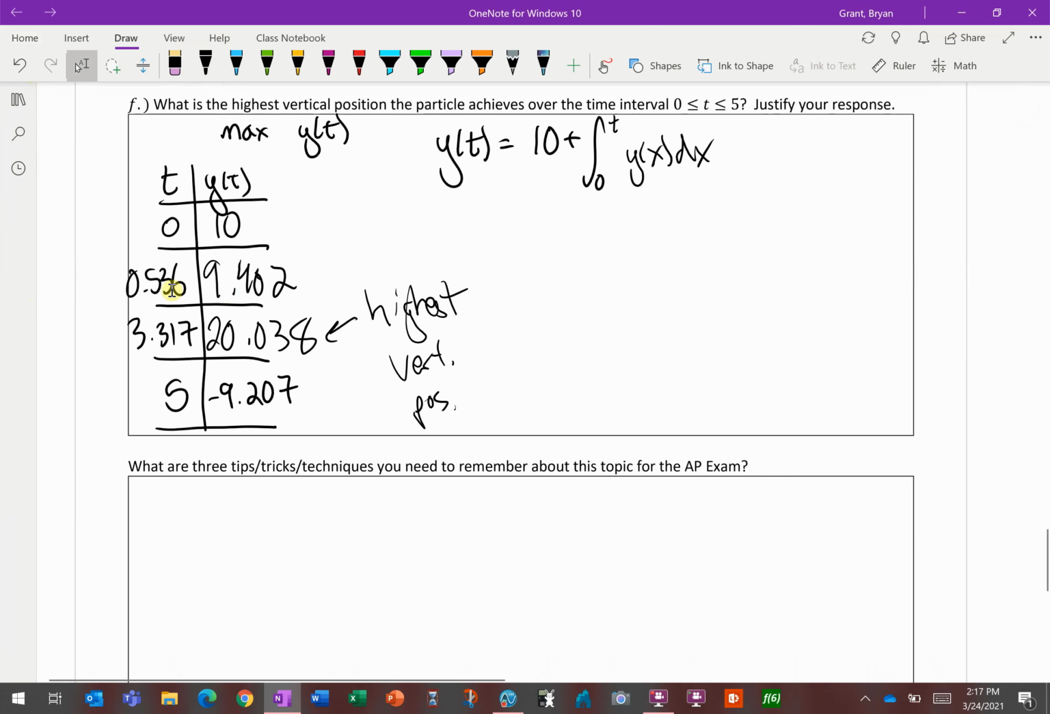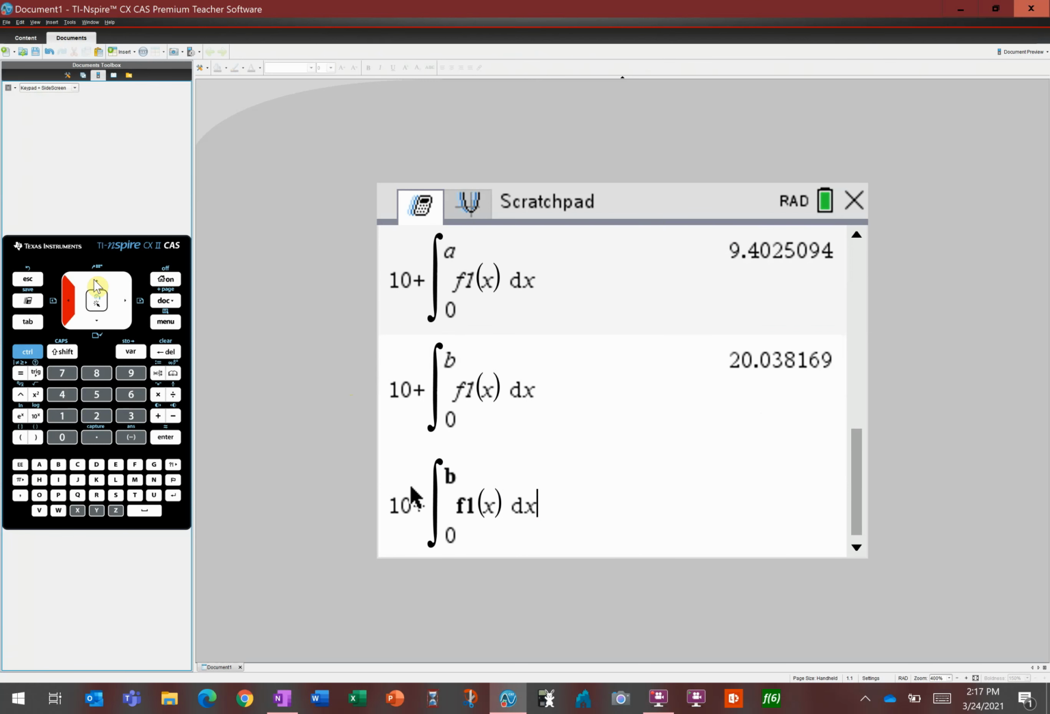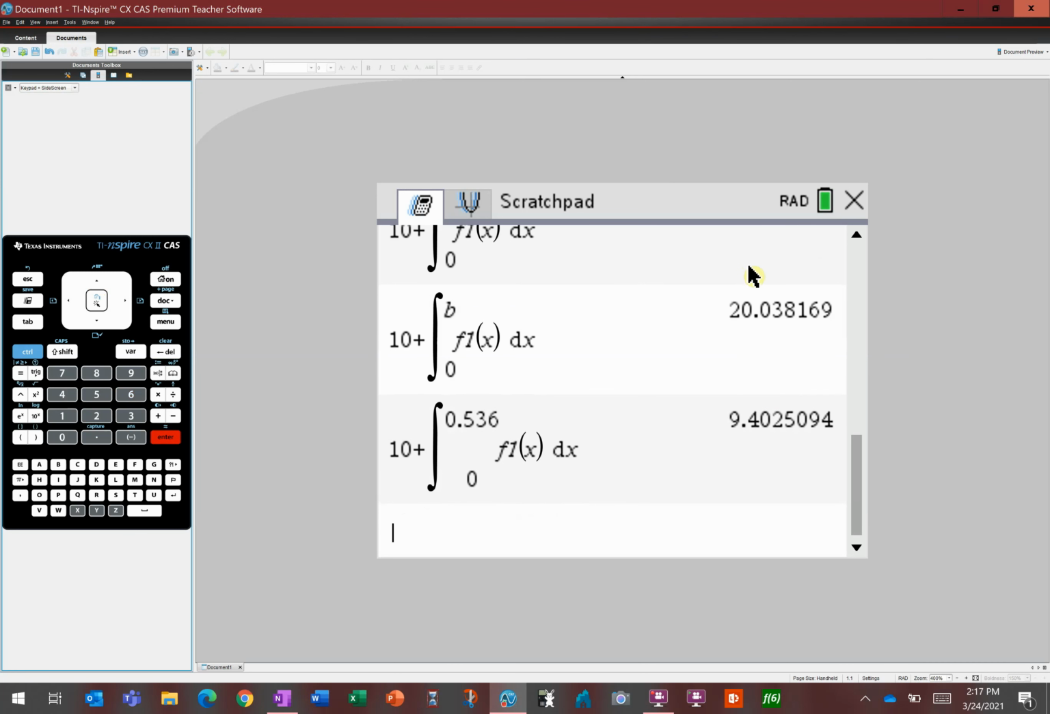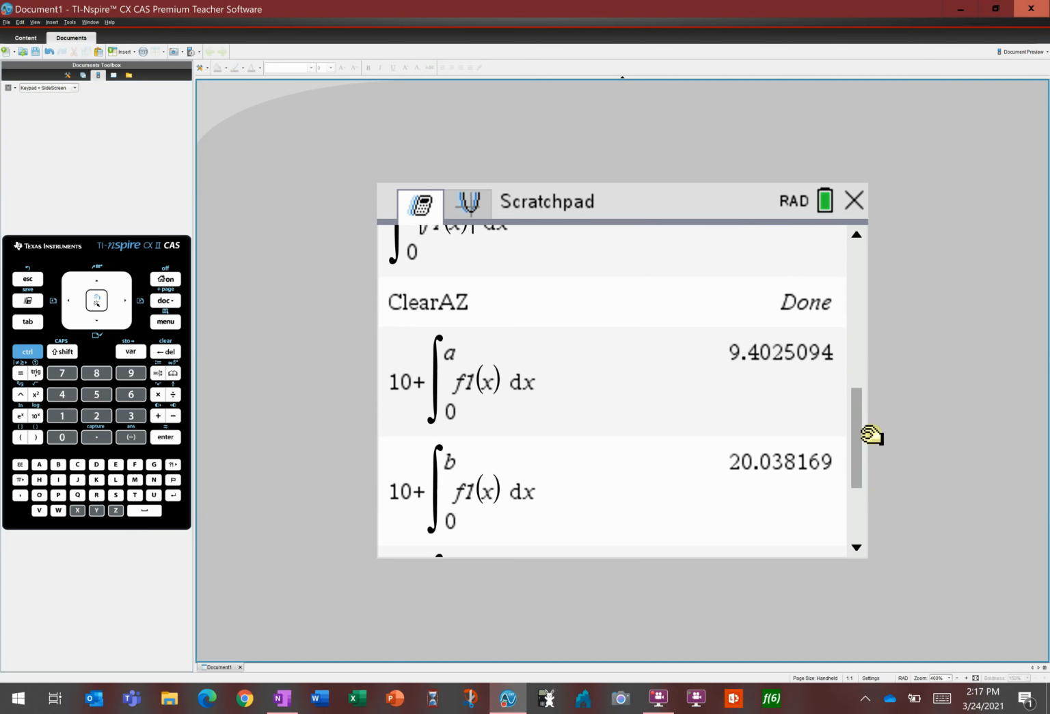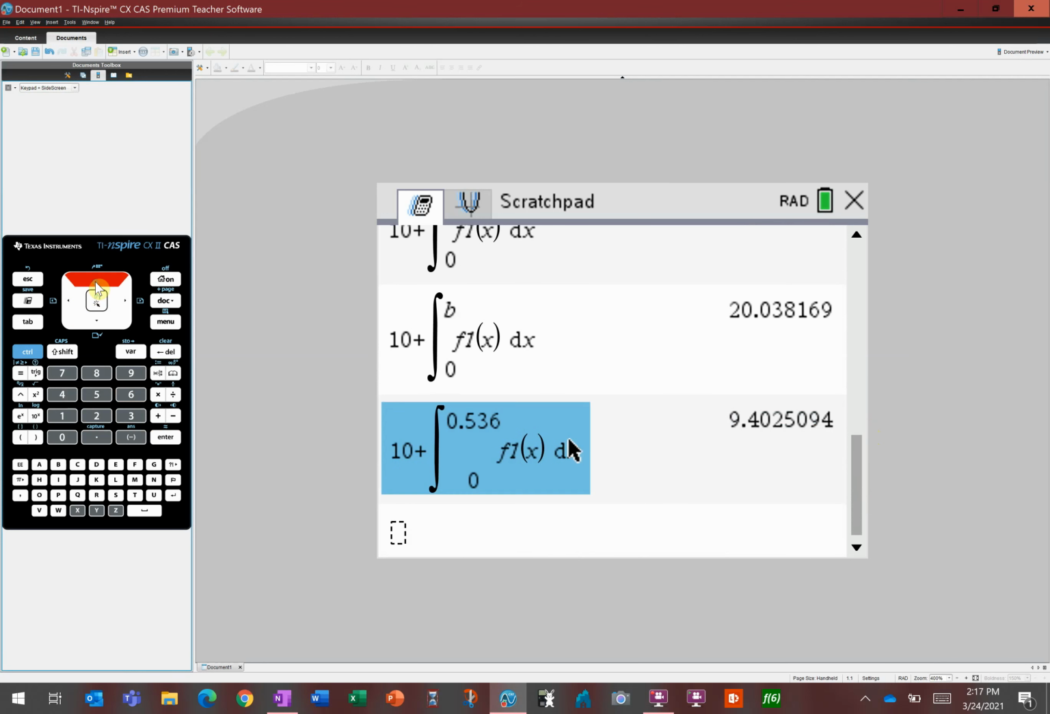I always like to check. I'm curious if it would make a difference if I did 0.536 versus A and 3.317 instead of B. So I'm going to quickly check those. So this one was 0.536. Let's see if it's any different than the 9.402. 40250, they look exactly the same to me. And then I wonder about this one.